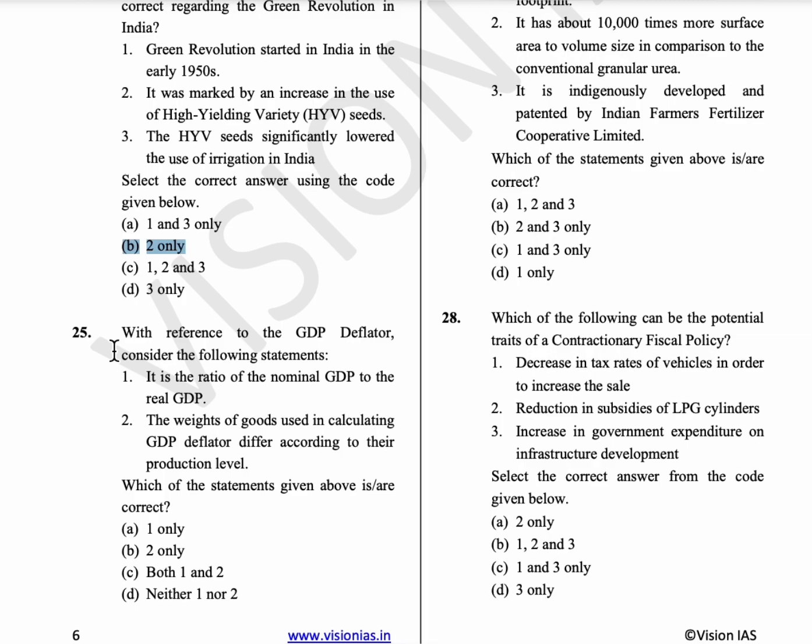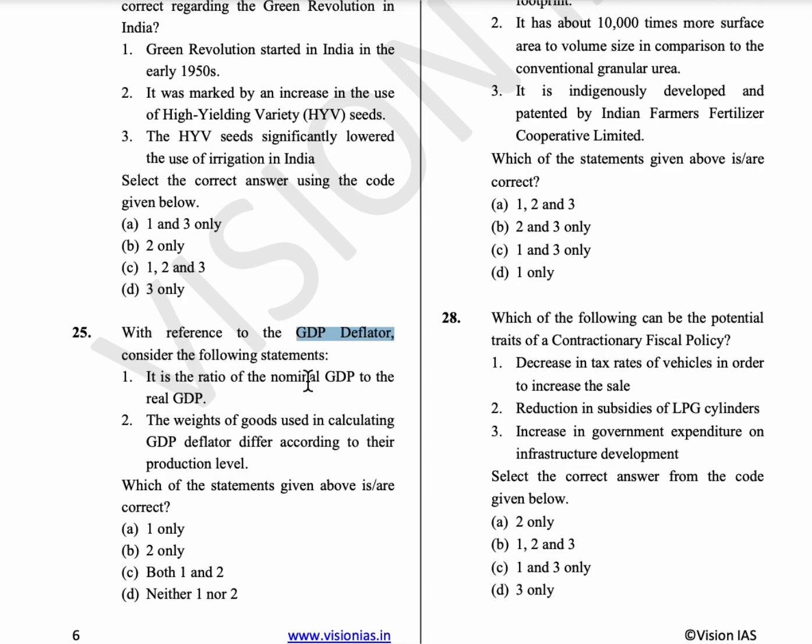25th question, with reference to the GDP deflator. Now what is this GDP deflator? GDP deflator is the measure of the general price inflation. Okay, it is a measure of general price inflation. Here inflation means increase in the prices of goods and services. So GDP deflator is a measure of general price inflation.